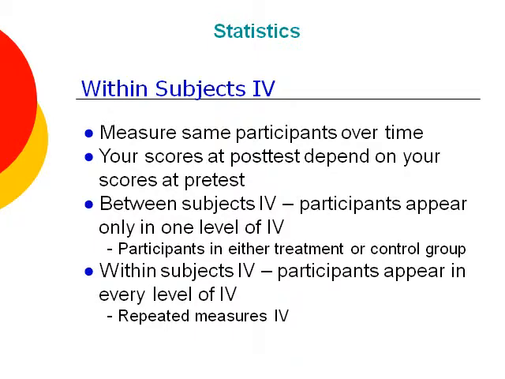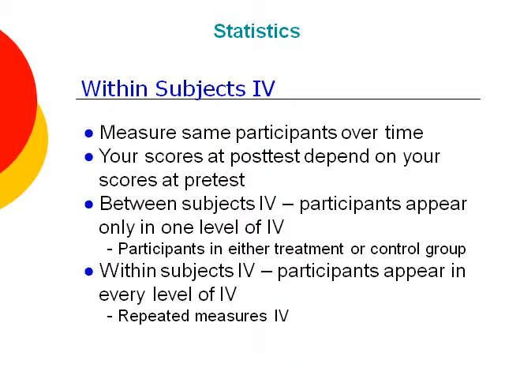So independent variables can come in two types. One is the between subjects independent variable, in which subjects appear in only one level of the independent variable. This is the situation in the independent samples design in which we have participants in either the experimental group or the control group. The second type of independent variable is the within subjects independent variable, in which participants appear in every level of the independent variable.